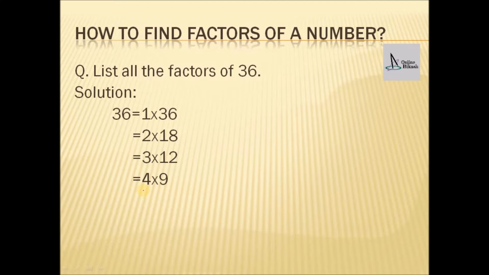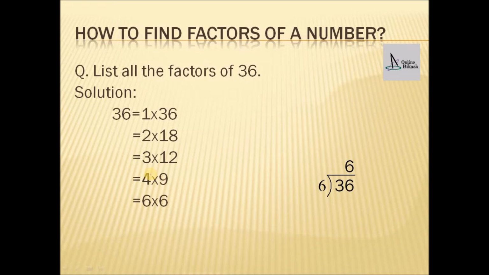So after 5, what will come? 6. And 6 can divide it because 6 6s are 36. After 6, what number will you take? 7. But 7 cannot divide 36. So we will go for 8. But 8 cannot divide 36. We will go for 9. 9 4s are 36. But wait, 9 and 4 we have already written. So no need to write it again. Okay, so we will stop here.